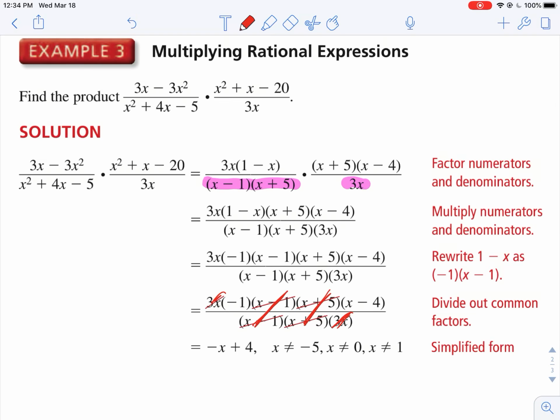So what we're looking at is a value of -5, and that comes from this factor. We're looking at a value of 0, that comes from this factor. And we're also looking at a value of 1, and that comes from this factor. Those are what the restrictions are for these problems.